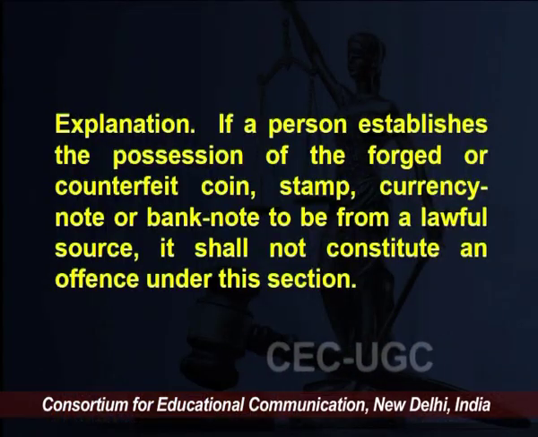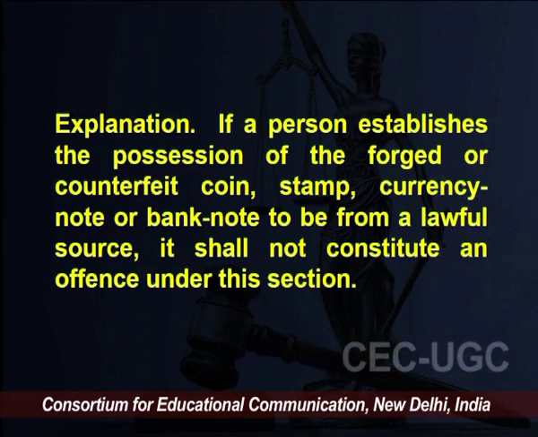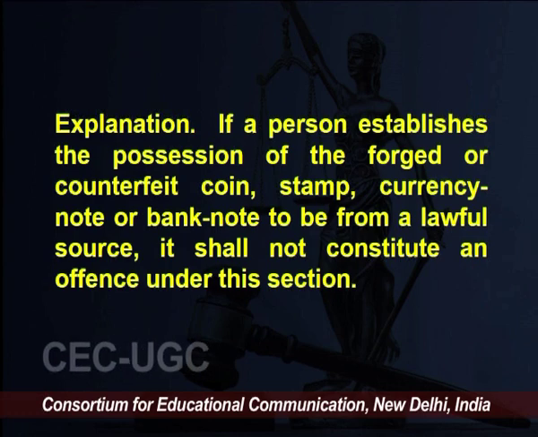So, there is an explanation now to the section which says, if a person establishes the possession of the forged or counterfeit coin, stamp, currency note or bank note to be from a lawful source, then it shall not constitute an offence under this section. Suppose you go to an ATM machine to withdraw some money. Now, when you try to withdraw that money, there are some counterfeit currency notes that are handed over to you. So, now what happens? Would that constitute an offence? The answer is no, because it is something which you have got from a lawful source. So, your mala fides are not established in such a case, and then it shall not constitute an offence under this section.